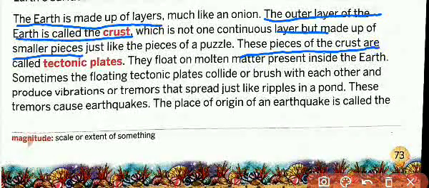Which is not one continuous layer but made up of smaller pieces, just like the pieces of a puzzle. These pieces of the crust are called tectonic plates. Now what are tectonic plates? You can underline from here, layers with smaller pieces. These pieces of crust are called tectonic plates. Okay? They float on the molten matter present inside the earth.